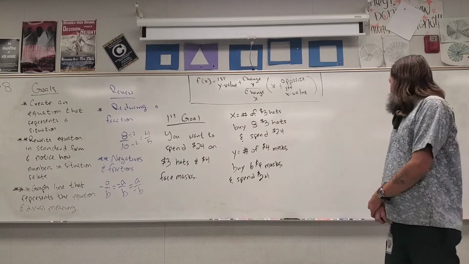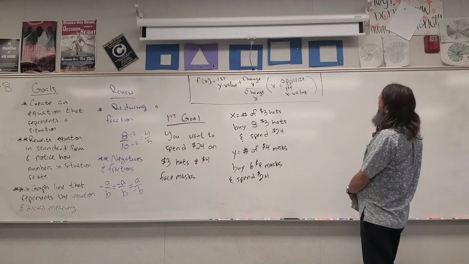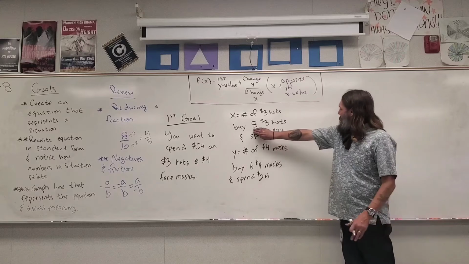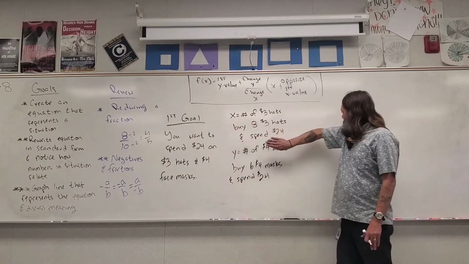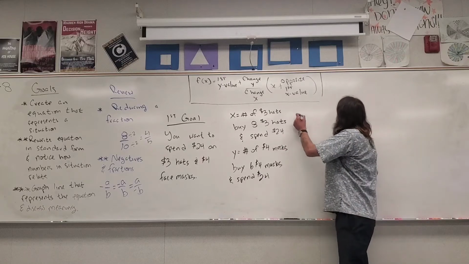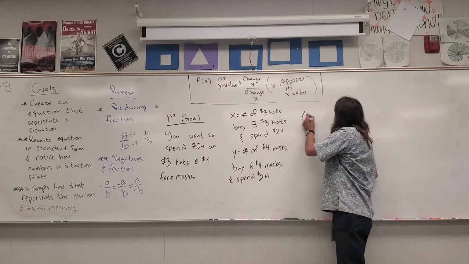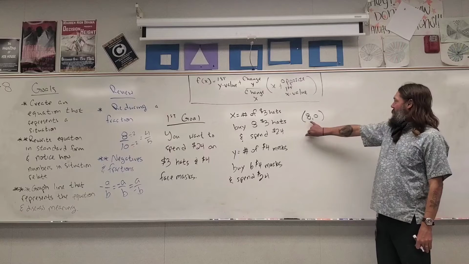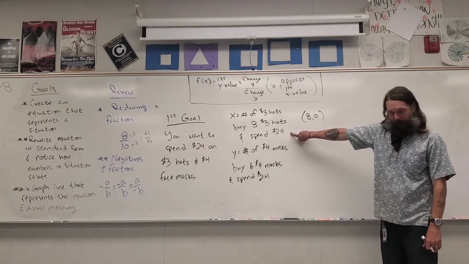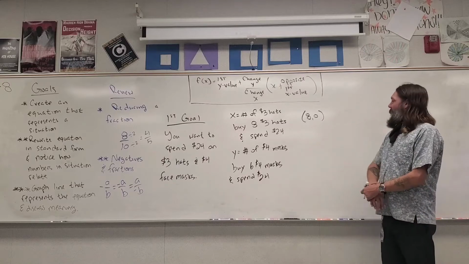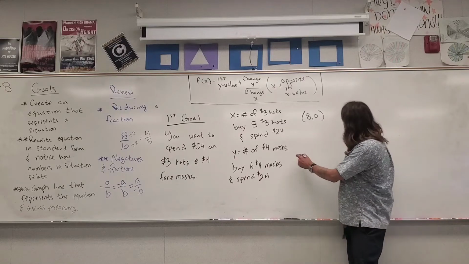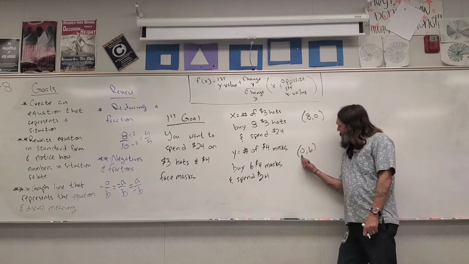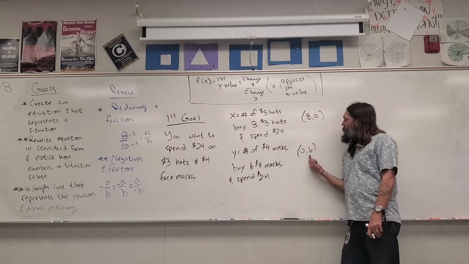So let me move forward here a little bit. Now that we know the amount of hats that we can buy, which is an X value, and spend $24, we can make an ordered pair. This becomes 8, 0, and this would represent buying 8 $3 hats and 0 $4 masks and spending $24. I can also say that I have the ordered pair 0, 6, where I bought 0 $3 hats and 6 $4 masks and spent $24.